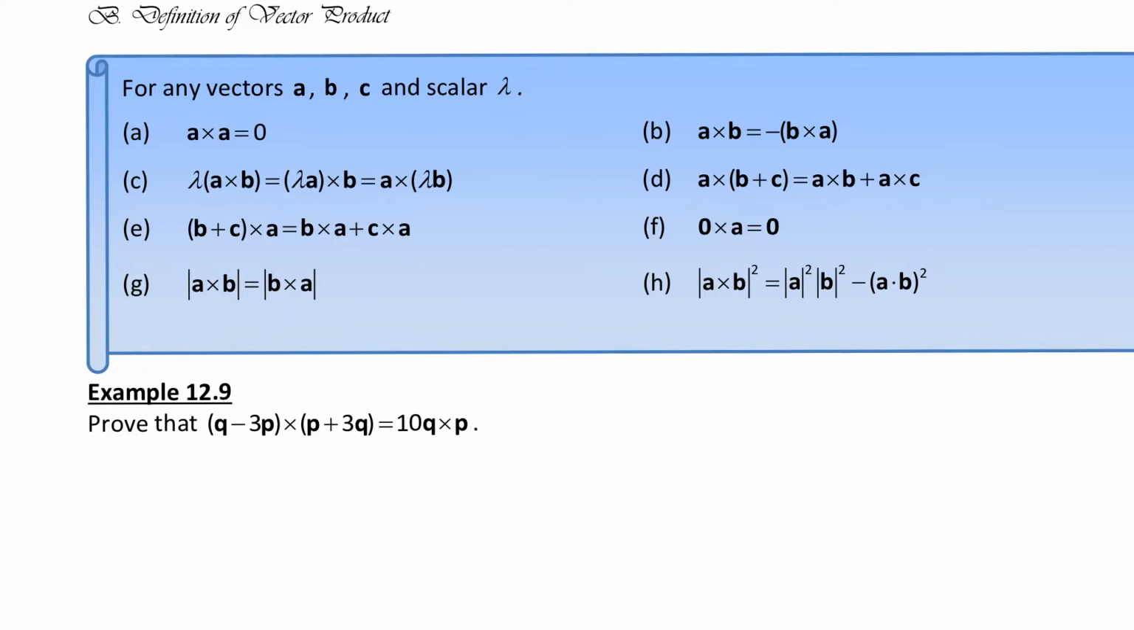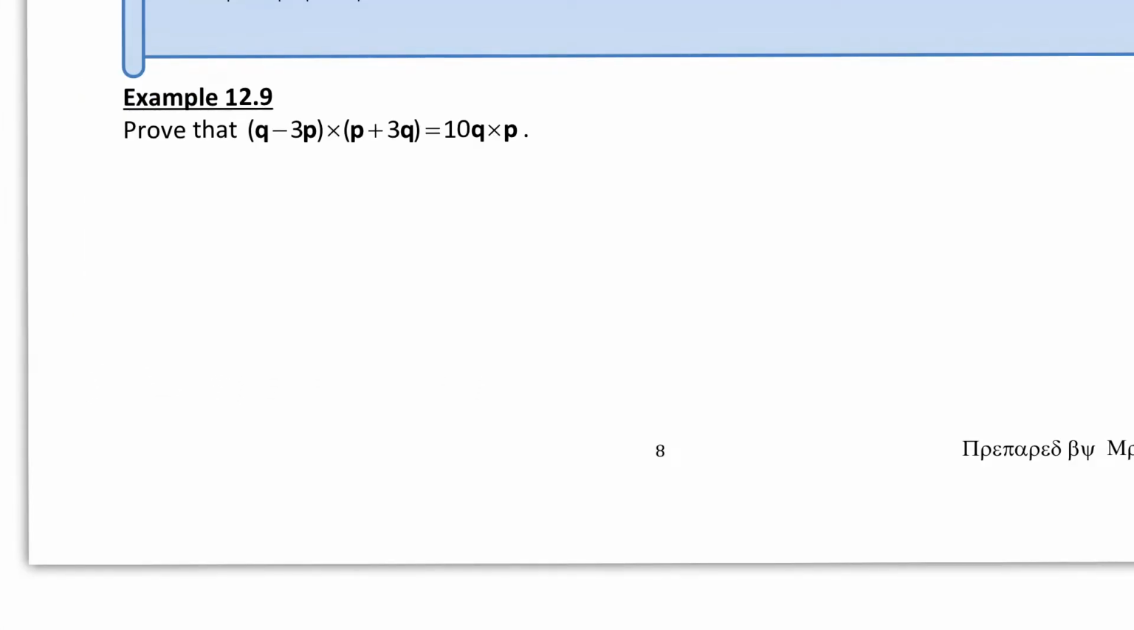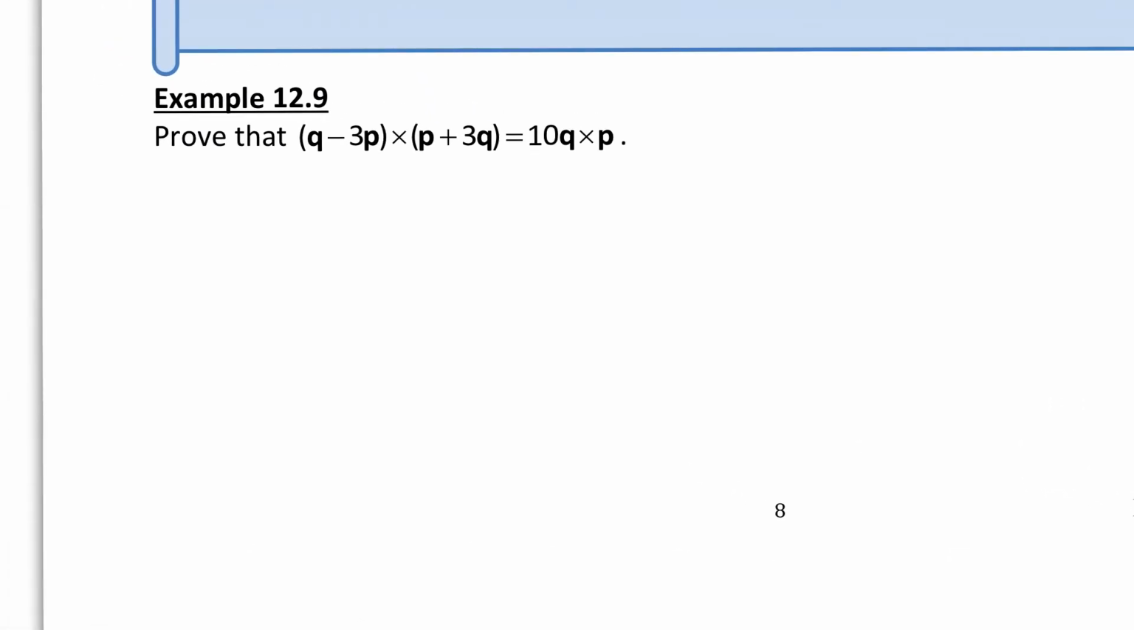Let's see how we can apply the properties to do example 12.9. Prove that (Q minus 3P) cross (P plus 3Q) is equal to 10 Q cross P. Let's see how to prove it. Start from the left hand side, because on the right hand side you cannot do anything.